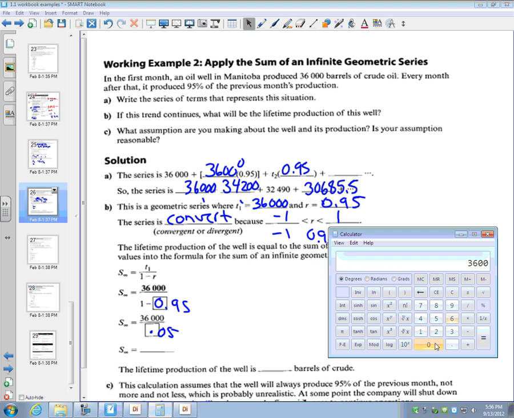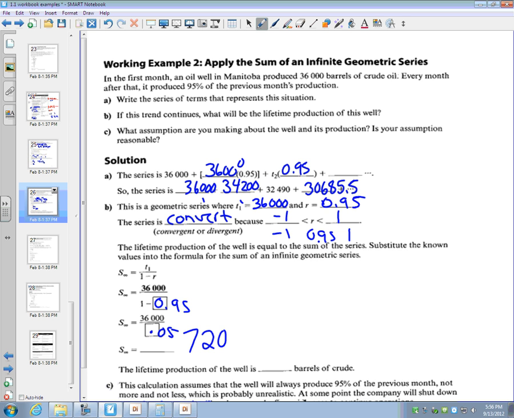36,000 divided by 0.05. And I get, come on calculator, 720,000 barrels. That goes there.